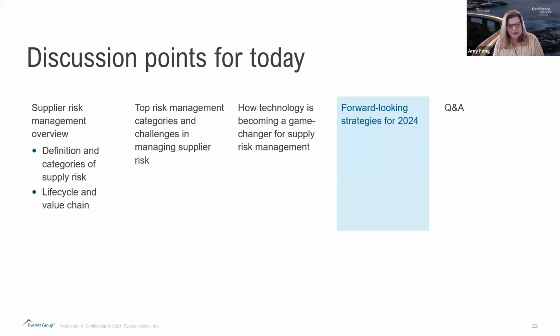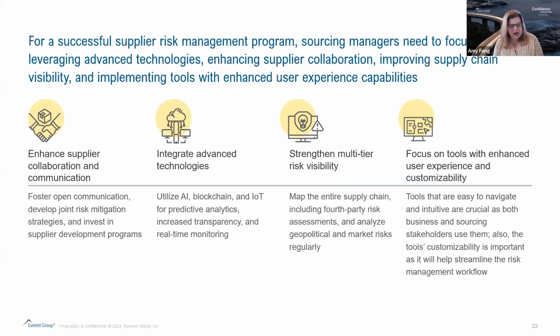All right, so let's jump into forward-looking strategies and talk just a bit about some of the things that we see as coming down the pipe, or as the biggest priorities for sourcing managers to think about when they're leveraging advanced technologies. I think the top one is enhancing supplier communication and collaboration. So think about how you work with suppliers on this. Invest in developing your suppliers where you can.